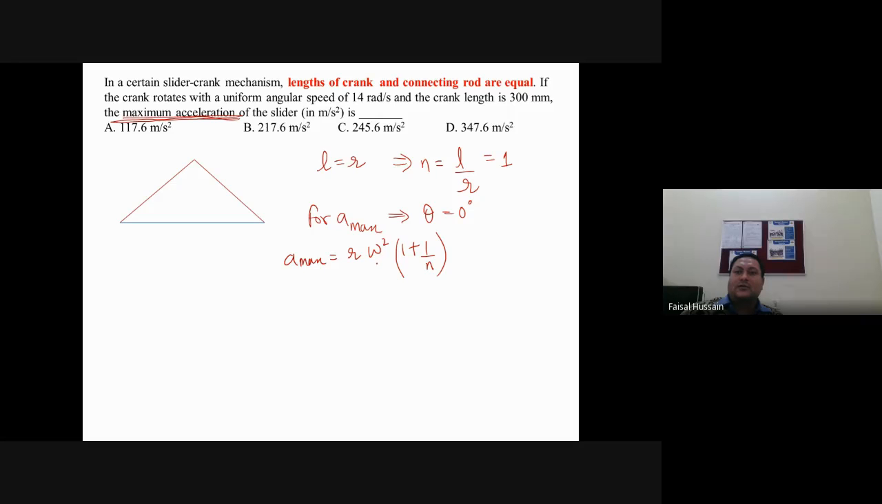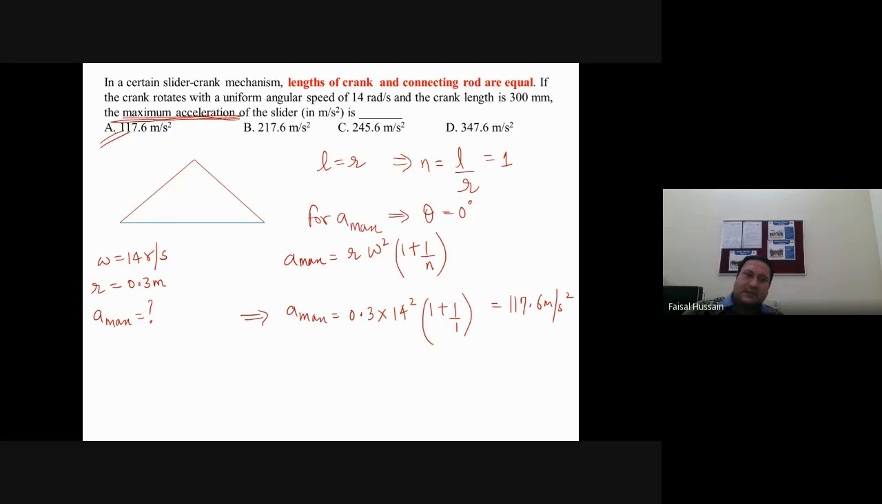So omega is 14 radian per second. Crank length is 300 mm, that is 0.3 meter. And we have to determine maximum acceleration. So maximum acceleration will be 0.3 multiplied by 14 square, times (1 plus 1 by 1), and the answer is 117.6 meter per second square. This is your answer.